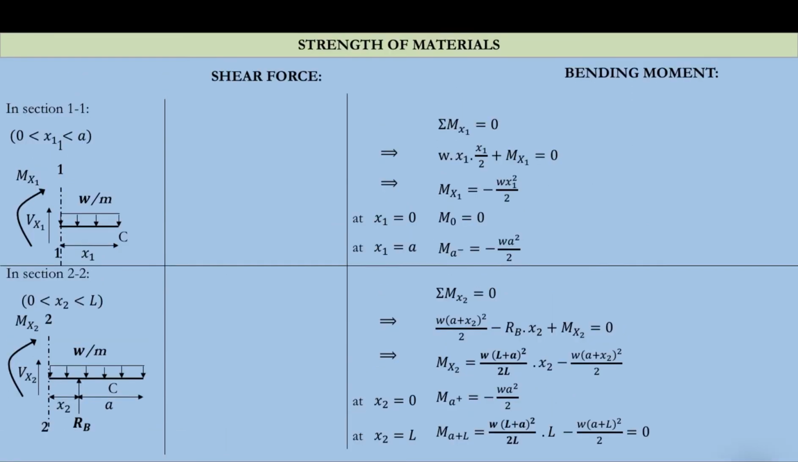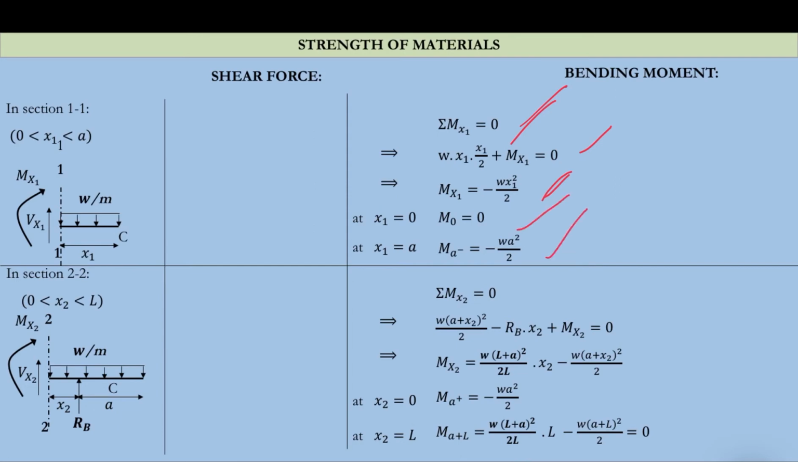So for bending moment, again we are going to take the moment about the section we have taken, section 1-1. So W into x1 by 2, that is the UDL load, and its moment will be W into x1 square by 2. It is coming out to be negative because the direction is taken wrongly. That is okay, the magnitude is the same, the direction we can change anytime. So at the free end, the bending moment is 0.